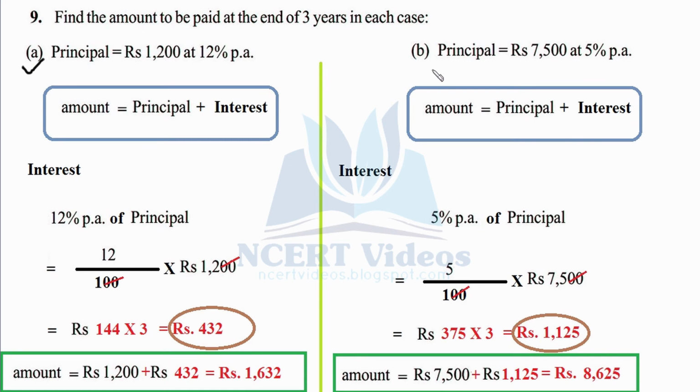Similar approach in B part: amount equals principal plus interest. Interest will be 5% because here the rate is changed, 5% of 7500. Per means division, cent means 100, of means multiplication, principal. 2 zeros straight away cancelled, 75 5s are 375, into 3 because each part was for 3 years. So multiplication leads you to 1125. Amount will be the addition of this interest with your principal. It gives you 8625. So that is your B of question number 9.